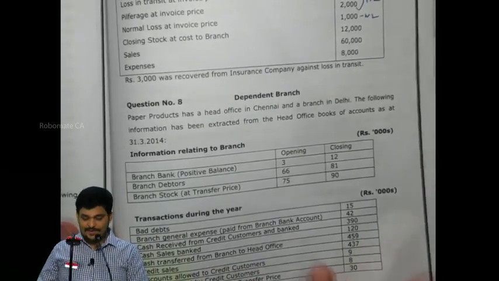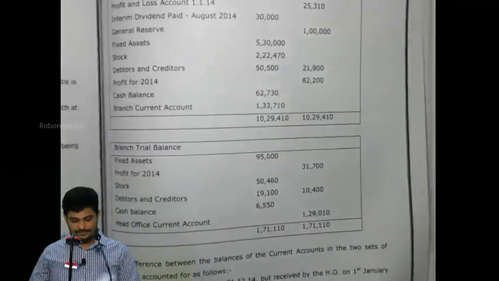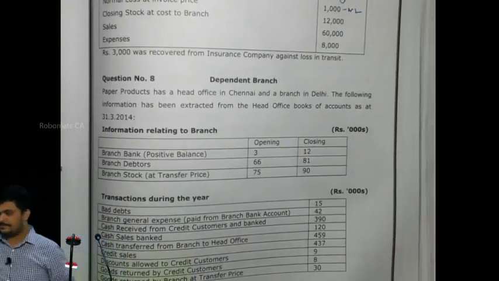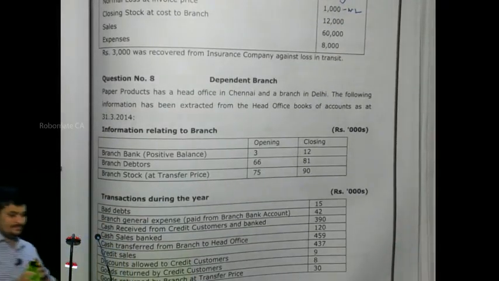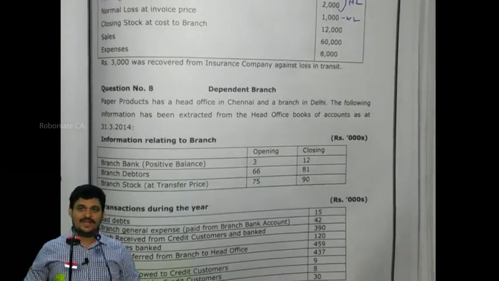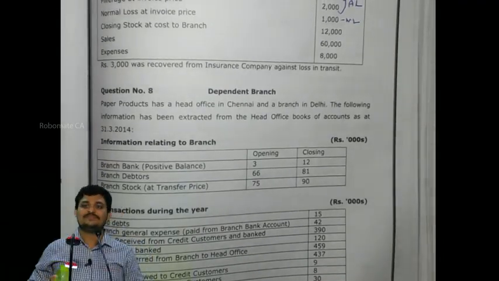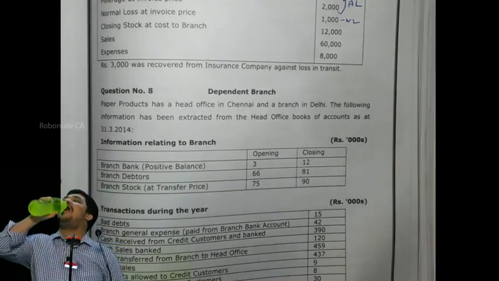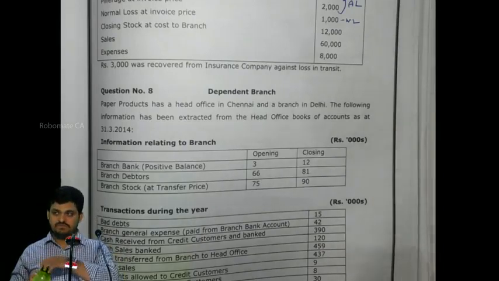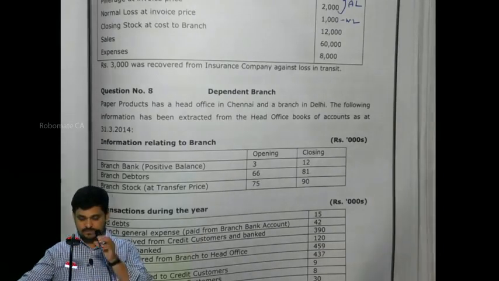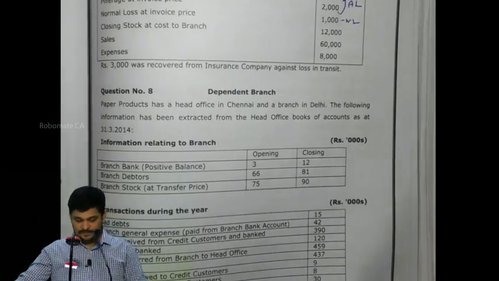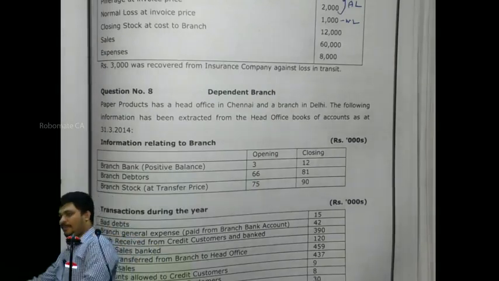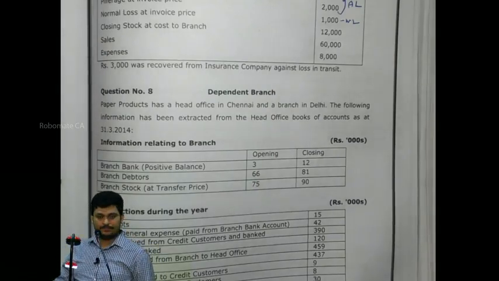Question number 8, page number 115, 116. Paper Products has a head office in Chennai and a branch in Delhi. The following information has been extracted from the head office books of accounts as at 31st March 2014. Information relating to branch, rupees in thousands.